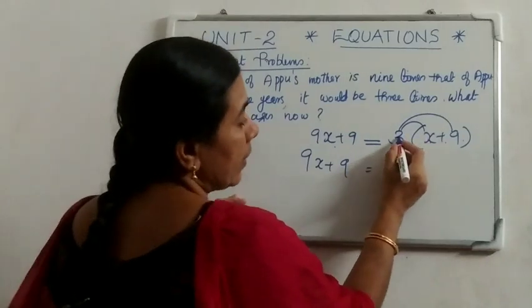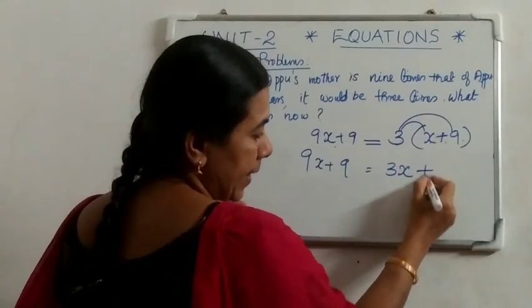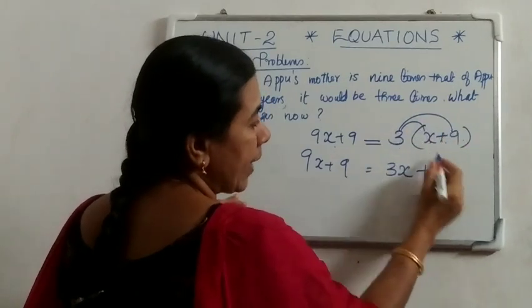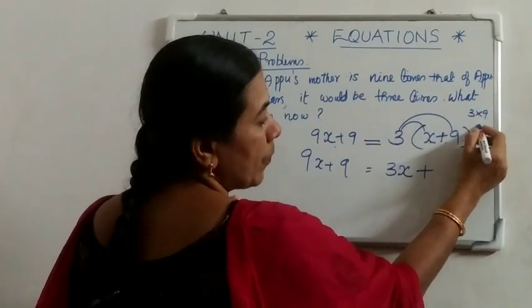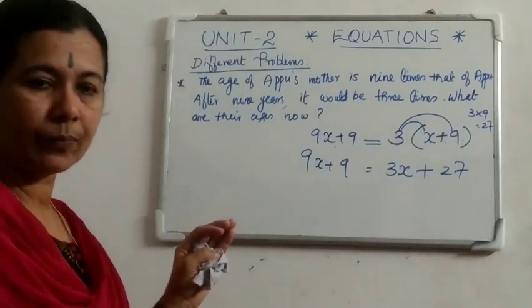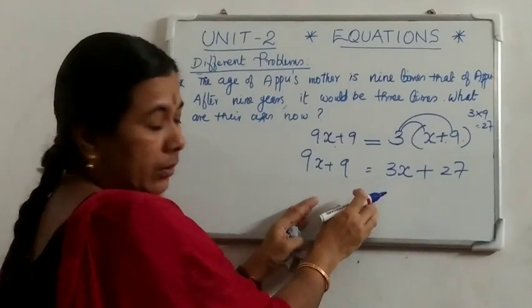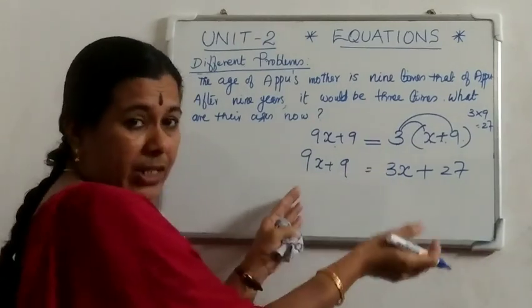Therefore what will we get? 3 into x, 3x. Sign is addition. 3 into 9, 27. Right? Okay. Then in this equation, now you got an equation, and in this equation what is the peculiarity?